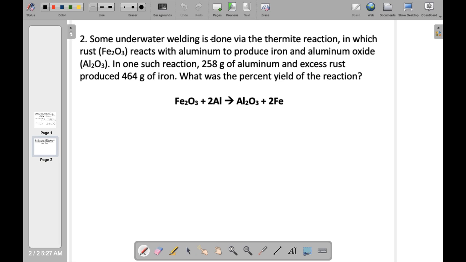Some underwater welding is done via the thermite reaction, in which rust reacts with aluminum to produce iron and aluminum oxide. In one such reaction, 258 grams of aluminum and excess rust produced 464 grams of iron. What was the percent yield? Okay, first of all, they give us a whole lot of extra story here, and it's nice, but we don't need it. In fact, I could just sort of cross that out.